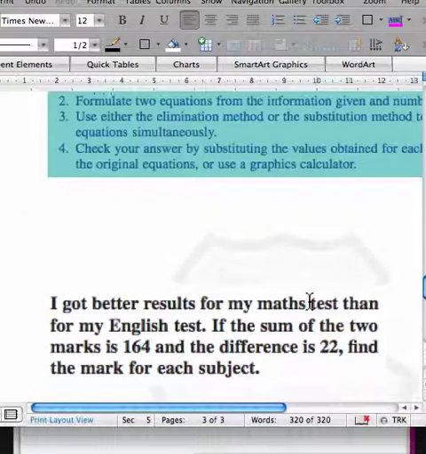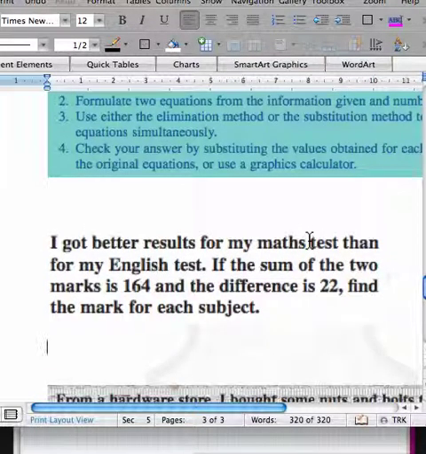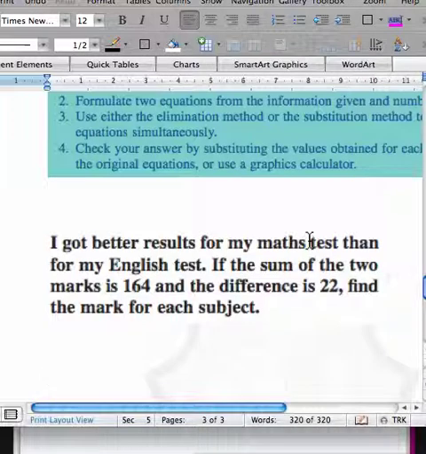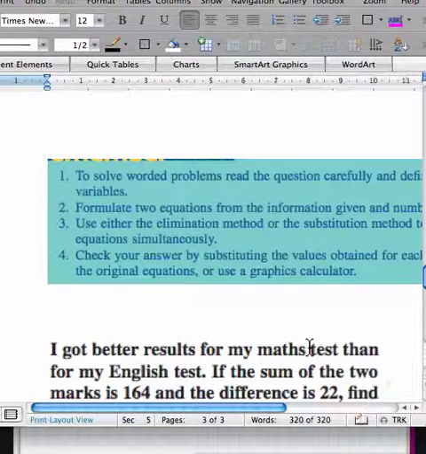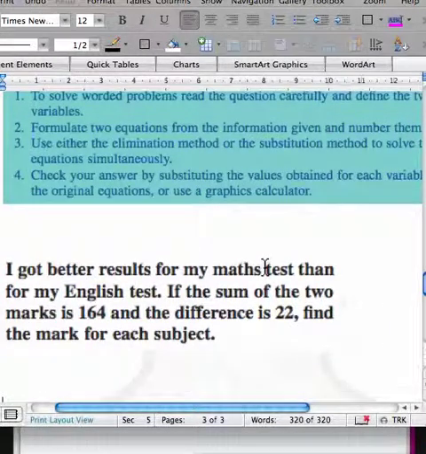I got better results for my maths test than my English test. If the sum of the two marks is 164 and the difference is 22, find the mark for each subject. Okay, so our first step is define the two variables. So let's look at our problem. We've got a maths test and an English test, so they're our two variables, the two things we're working with.